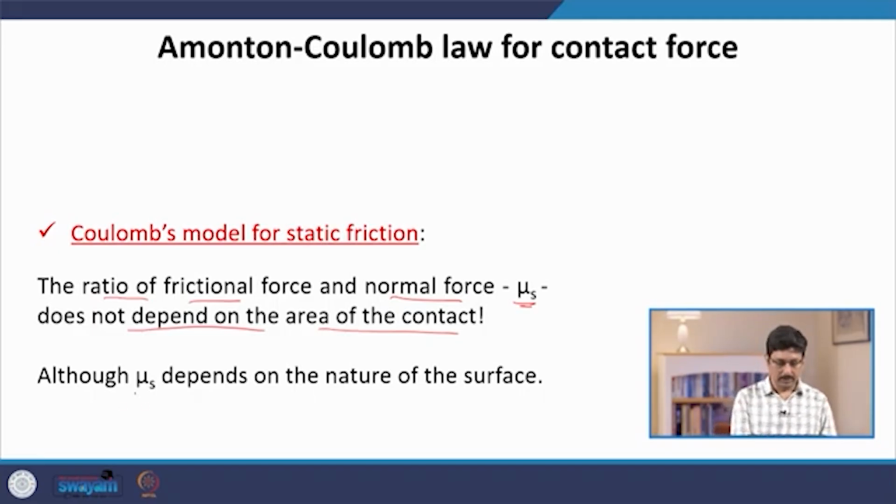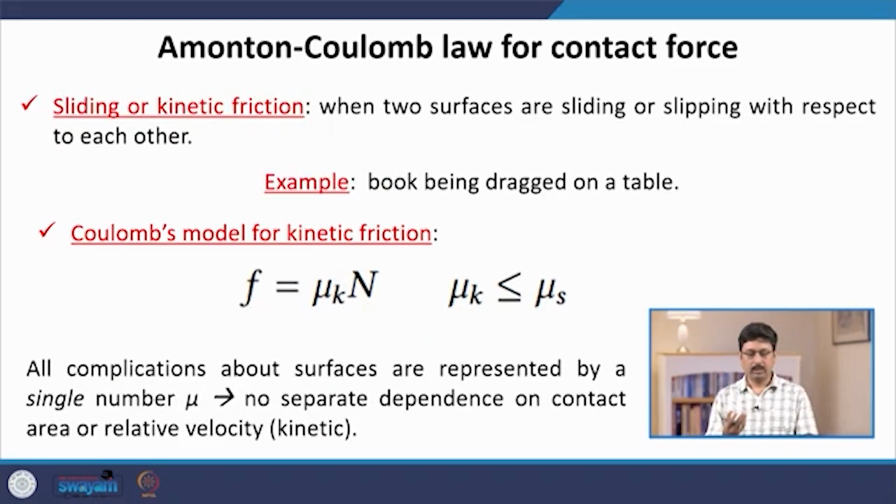Although I should mention that these mu s do depend on the nature of the surface. So, the frictional force between a book and the wooden table and between the book and the wrought iron table are going to be different. For completeness, I will also mention the sliding or the kinetic friction, when two surfaces are actually sliding or slipping with respect to each other.